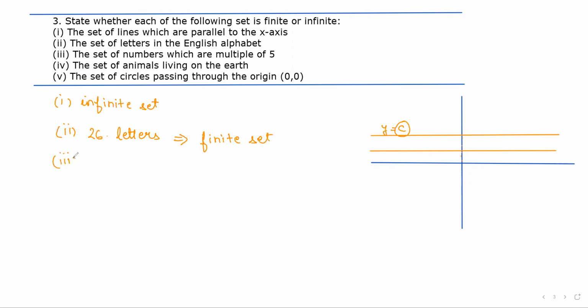Next, set of numbers which are multiples of 5. So they haven't mentioned that the numbers you're supposed to consider are natural numbers or rational numbers or irrational numbers. In any set, the numbers which are multiples of 5 would be infinite in nature. However, when you say multiples of 5, we'll only imagine it as natural numbers if nothing is given. This is an infinite set.